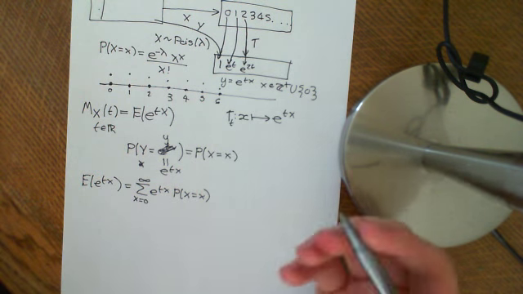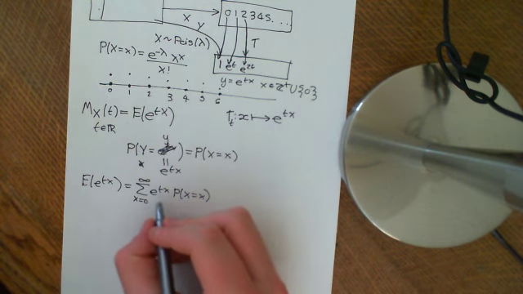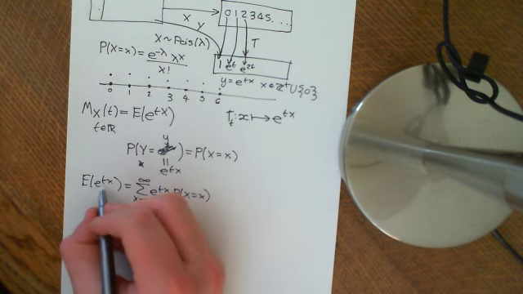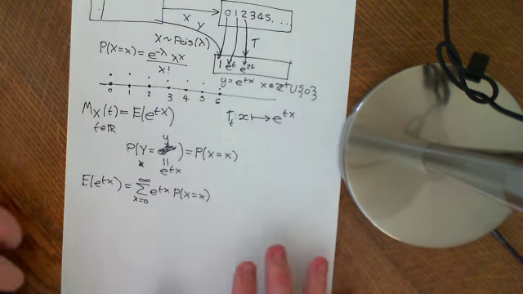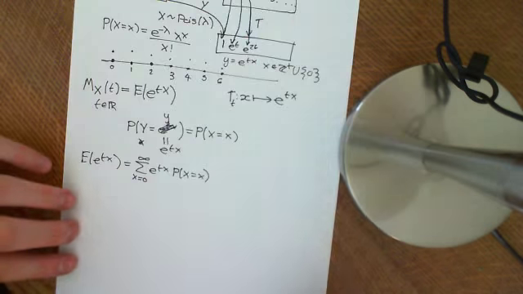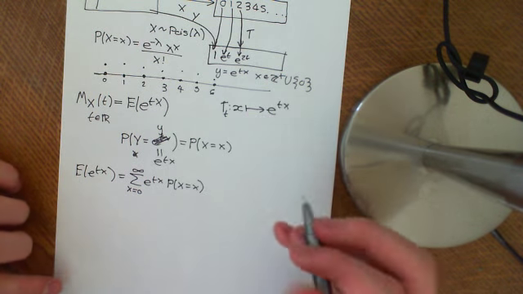That's just another discussion of the law of the unconscious statistician, which is more general than this. It says that for any function g of big X, you can do this exact same thing. But that's the argument for why you can do that. It's very beautiful in discrete probability spaces like this.